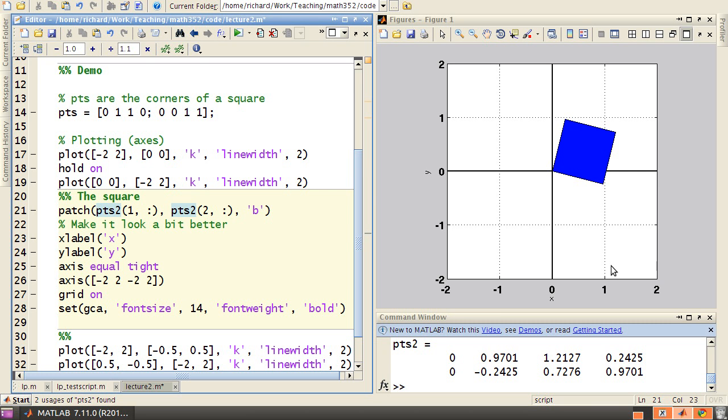Okay, the key thing here is that none of these lengths change. It still looks like a square. The sides still have the same length. The angles between two vectors in this square are still the same. So we've preserved these Euclidean properties like length and angle when we multiply by our orthogonal matrix.